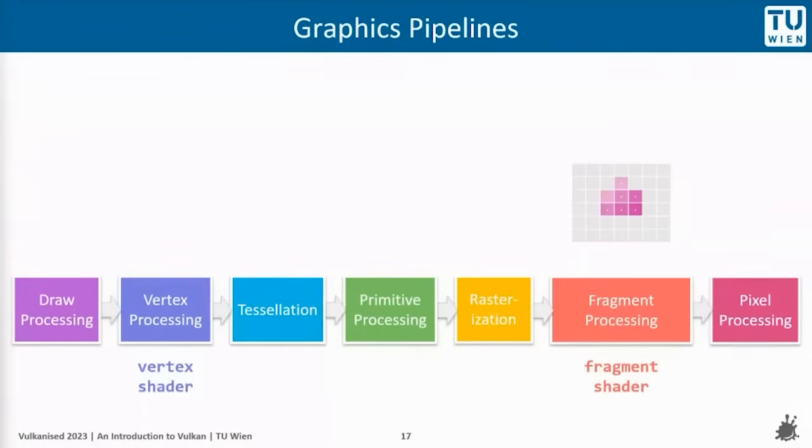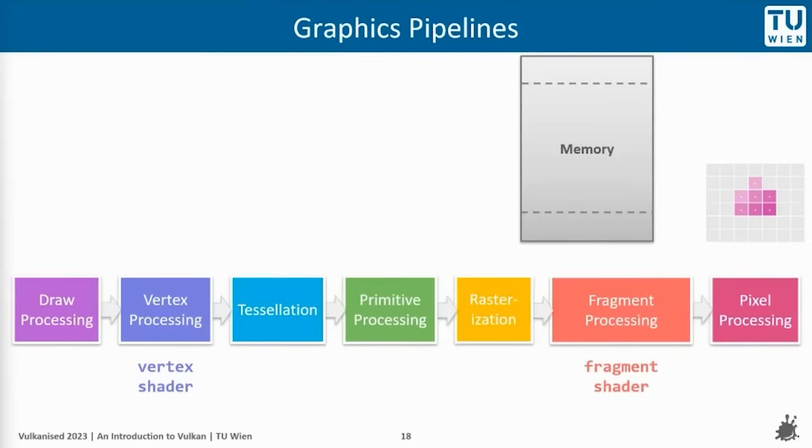And finally, the triangle has been shaded, so we set some different colors for all the fragments that were set. Finally, we have the pixel processing step, where not a lot happens, but in this case, actually, you can say that a lot happens. The image is being written into a target memory region. So this is the output step.